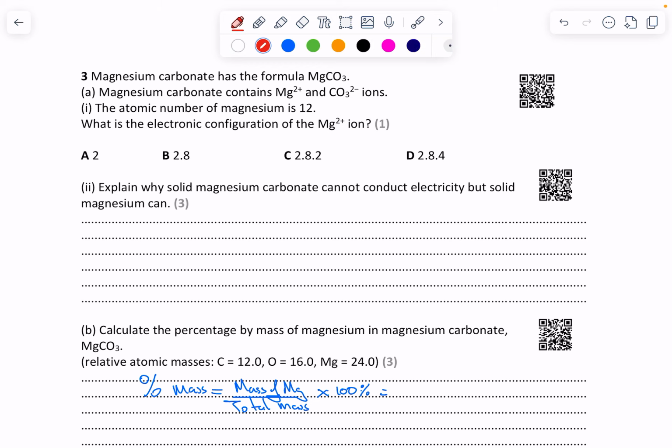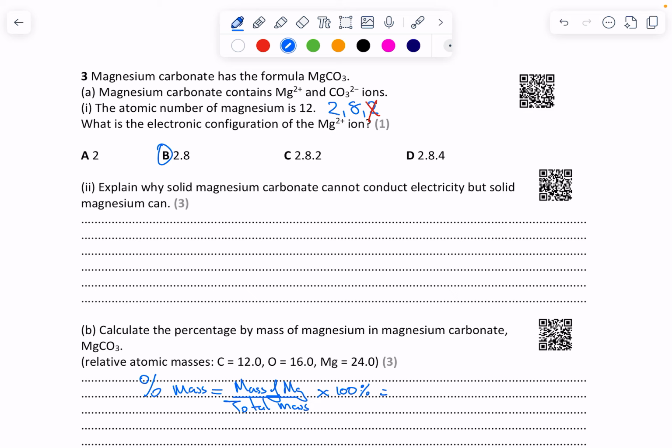So if we just step back a minute, if the atomic number is 12, that means the atom is going to be 2,8,2. But 2,8,2 is not stable, and what it would do to become stable is lose those 2 electrons, making it a positive ion, a 2+ ion. So therefore the right answer is option B, because that's the 2,8 configuration.